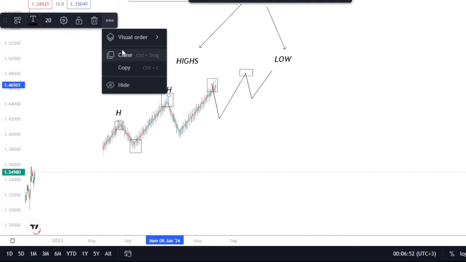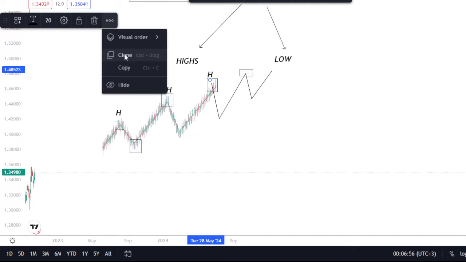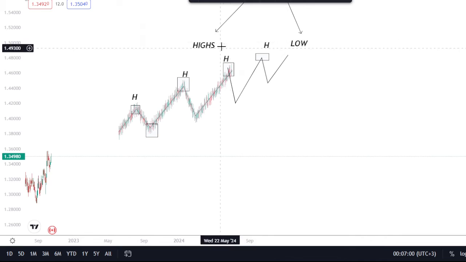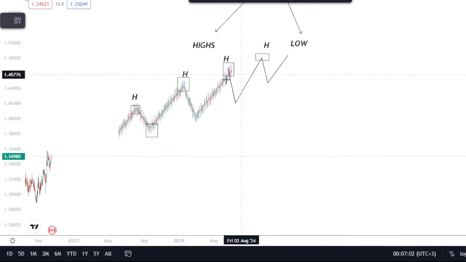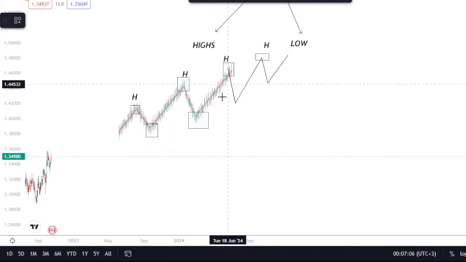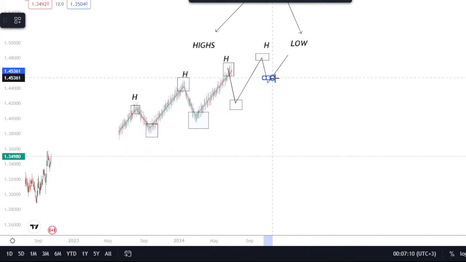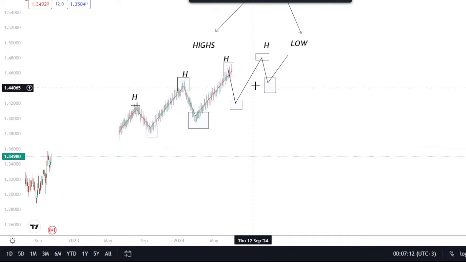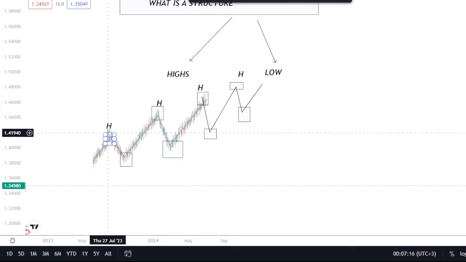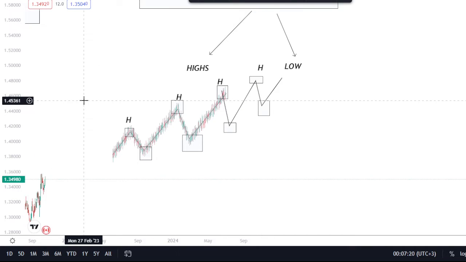This is a high, this is a high, this again is a high. So you see now, these are what we call highs. For the lows, it's just the same. Just assume that these ones are L, which is the low, so that we don't spend much time on this. The ones with these boxes are the lows. As the market is going, it forms what we call highs and lows. This is how the market presents itself.